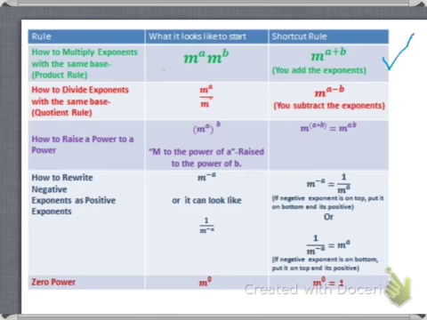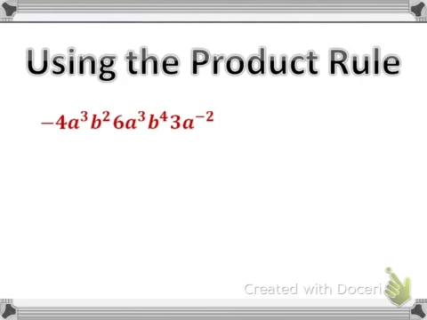So let's go back and look at our original expression. We have negative 4a to the third b to the second times 6a to the third b to the fourth times 3 times a to the negative 2 power. Now, one thing I do want you to look at, you see where we have the numbers. I've got a negative 4 right here, and a positive 6 right here, and a 3 right there. Well, what we are going to do is multiply those three together to start with.